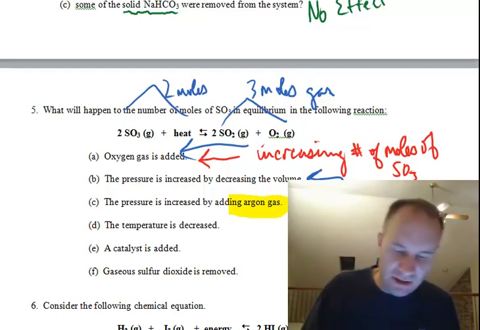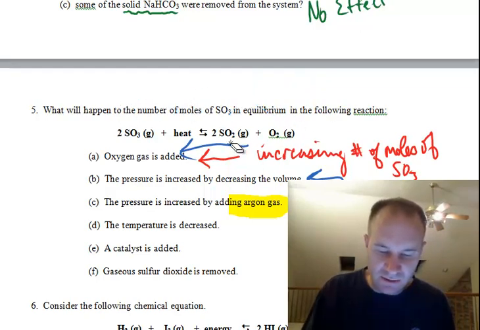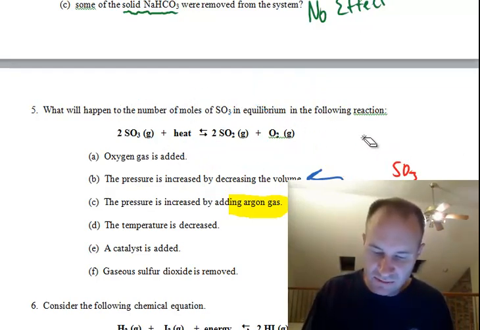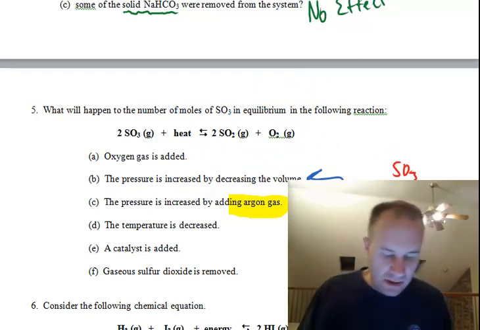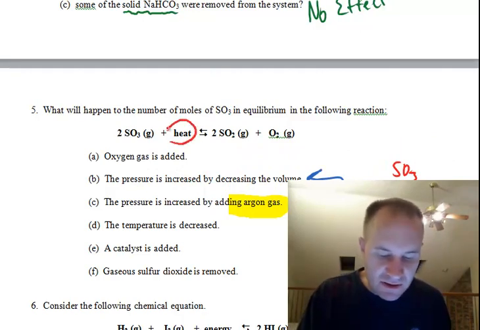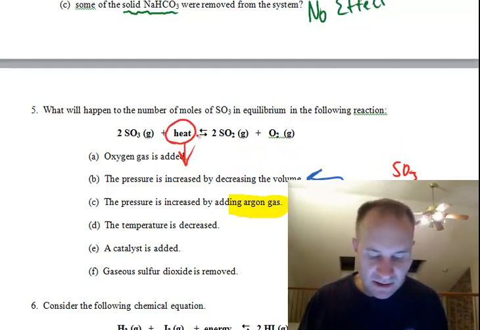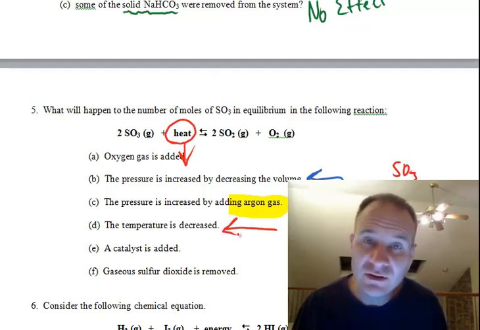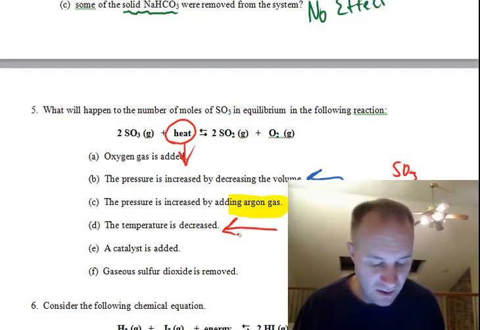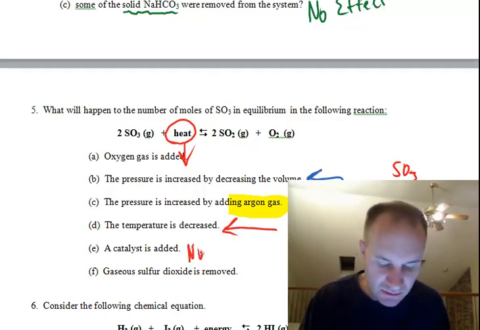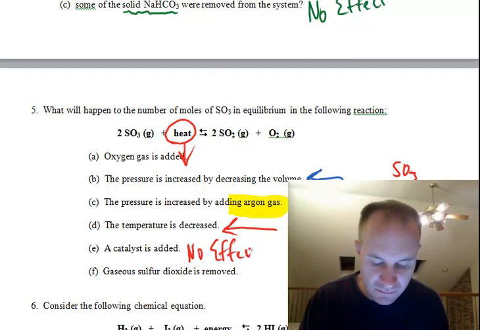I've got a lot of clutter here. Let me get rid of some of this. The temperature is decreased. That means I would be lowering the heat energy. If I do that, it's going to shift to the left, thereby increasing the number of moles. A catalyst, no effect.